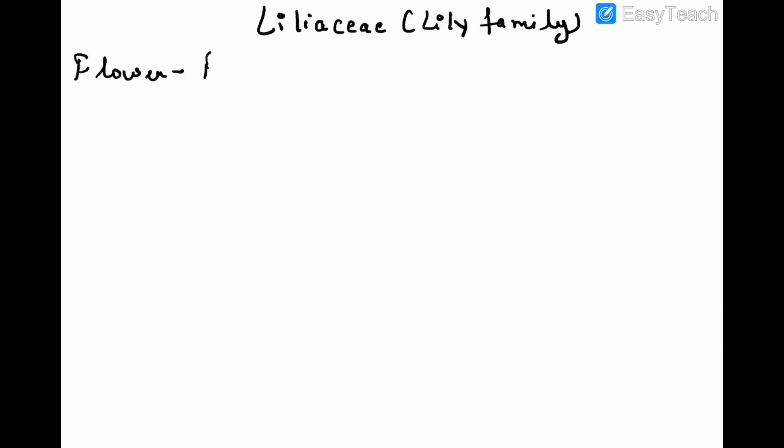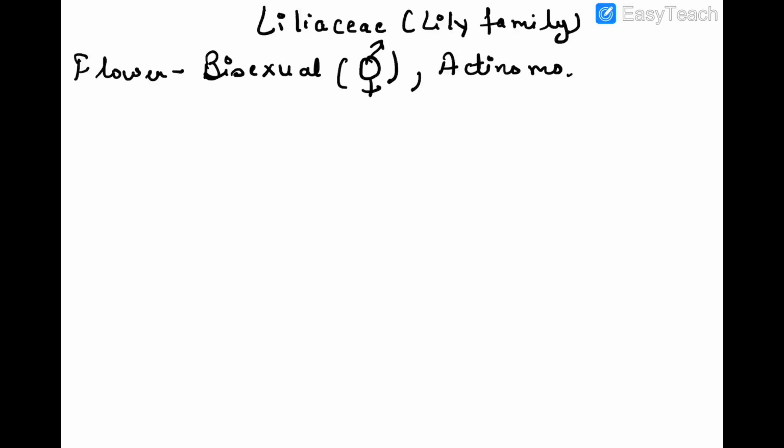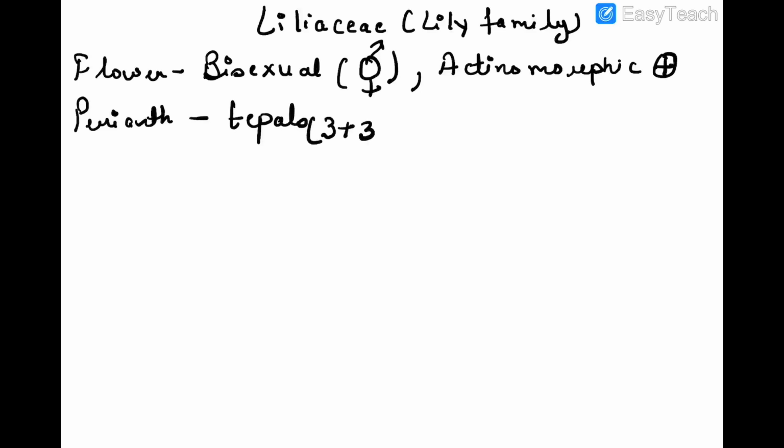The flower of it is bisexual. This is a bisexual flower. It is actinomorphic, with a plus sign, we will denote it. Now the sepals and petals are not distinguishable here, which is known as perianth. So it does not have individual sepals and petals, calyx and corolla, but it will have perianth, which means sepals and petals here are not easily distinguishable. So it is also known as tepals.